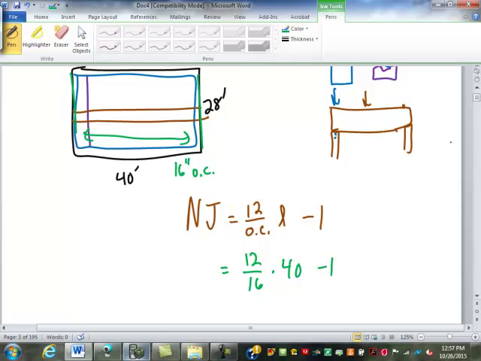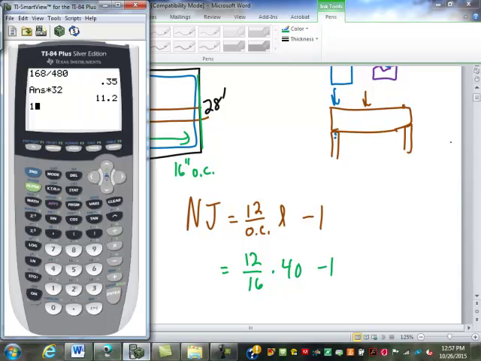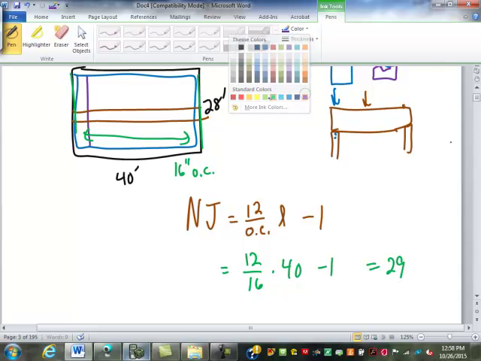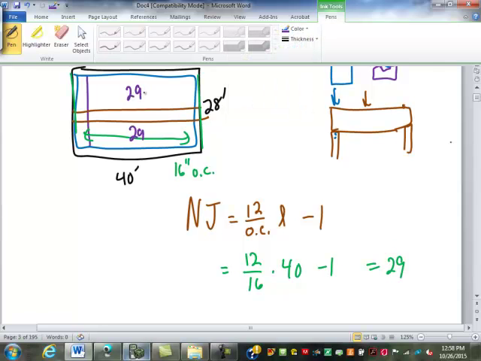So let's do that out. Punching that in the calculator is going to be 12 divided by 16, and then times 40 is 30. Subtract 1 is 29. So we need 29 of them here, and this is the same length. We need 29 of them there. So for this particular one, we need 136 feet of rim joist, and we need 29 plus 29 is 58 14-foot structural joists, or we'll call them I joists.